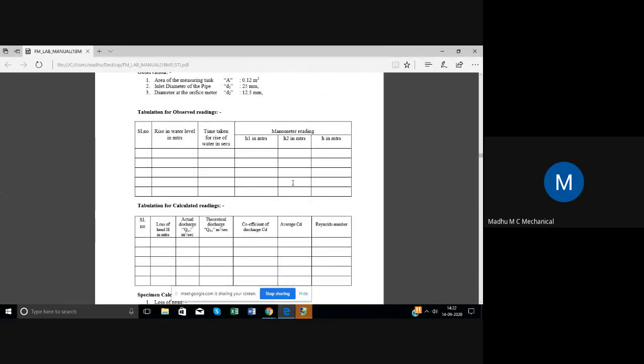Do it on a sheet of paper, put your signature, and upload it in the Google Classroom code. I'm sending you the code now. You are 5th semester.